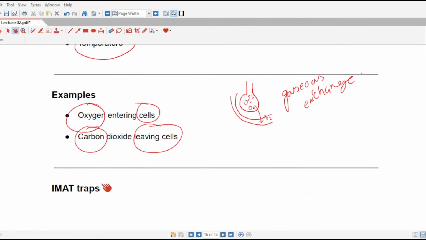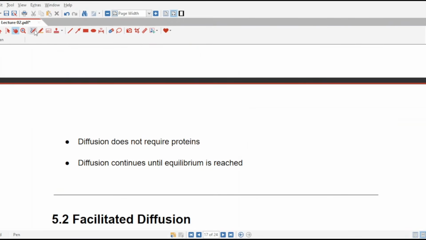What are the IMAT traps? Diffusion doesn't require any protein. Don't get confused. Diffusion does not require protein, and diffusion continues until equilibrium is reached. That means diffusion will not run indefinitely.